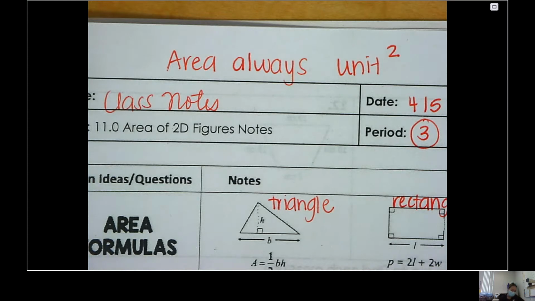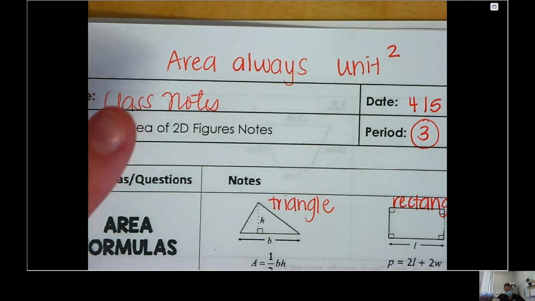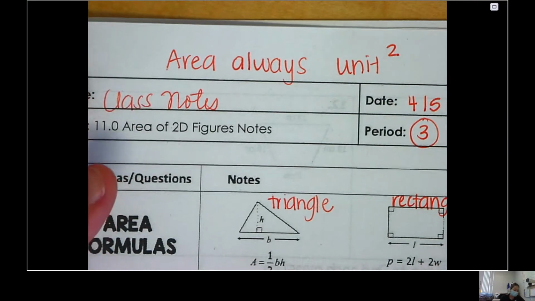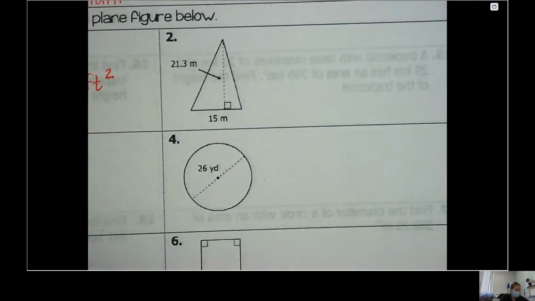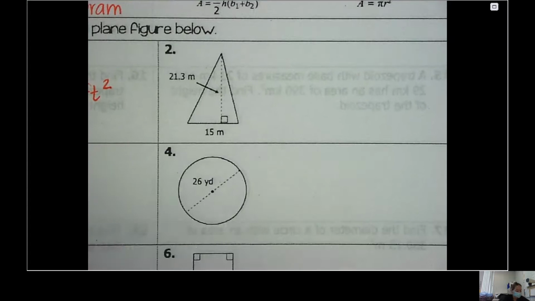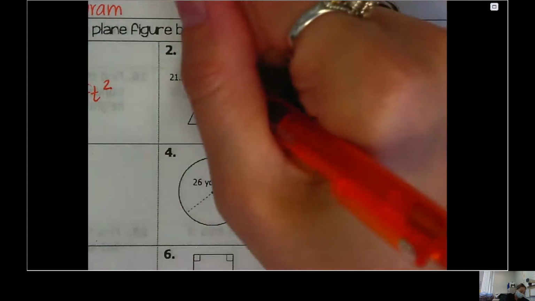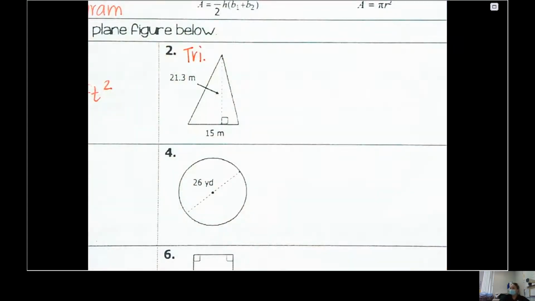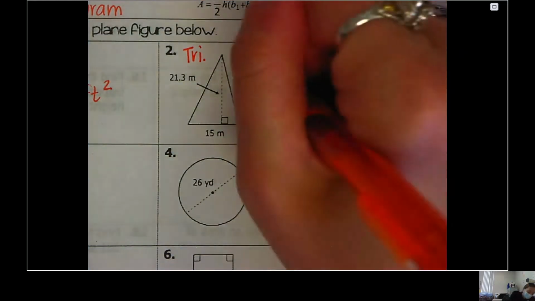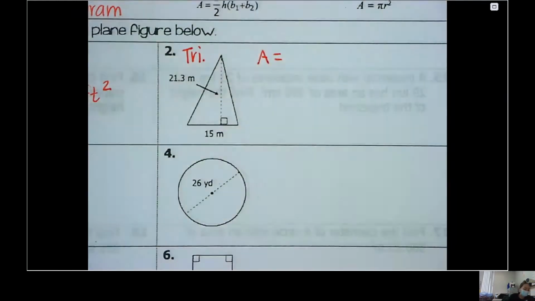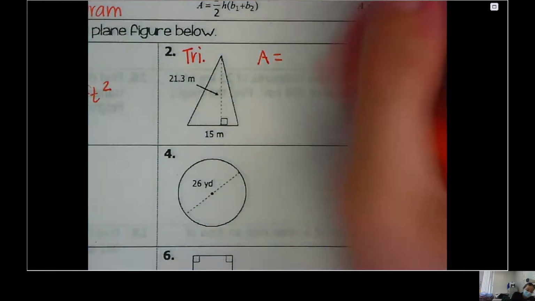All right, so we're not going to do all the ones on the front because I think they are like the easiest things ever, but I want to do just a few of the ones that look a little tricky. So let's take a look just quickly at number two. What's that a picture of? Oh. That's a triangle. Good try though. Good attempt. All right. What's the formula for the triangle?